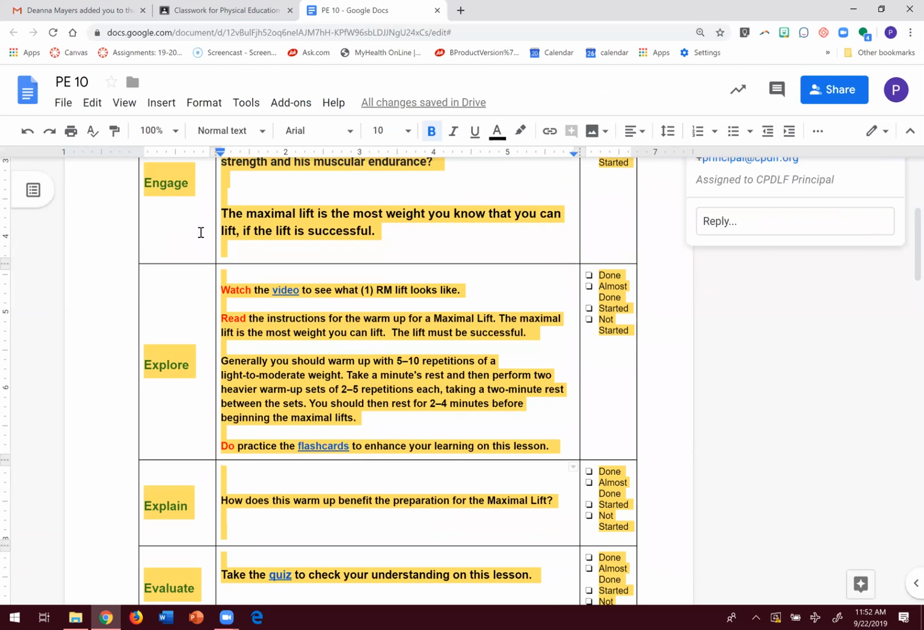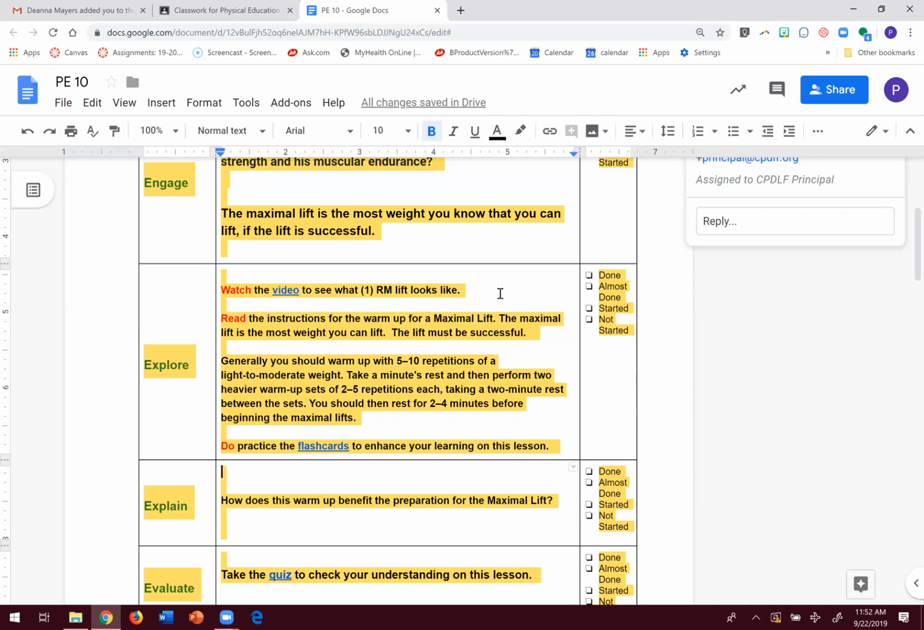And sometimes if I find something really cool, like I found this video of Chris Hemsworth, which we all know who he is, what it took for him to get in shape to play Thor. I also may include in the engage maybe a definition about exactly what we are talking about. So the maximal lift is the most weight you know that you can lift if your lift is successful.